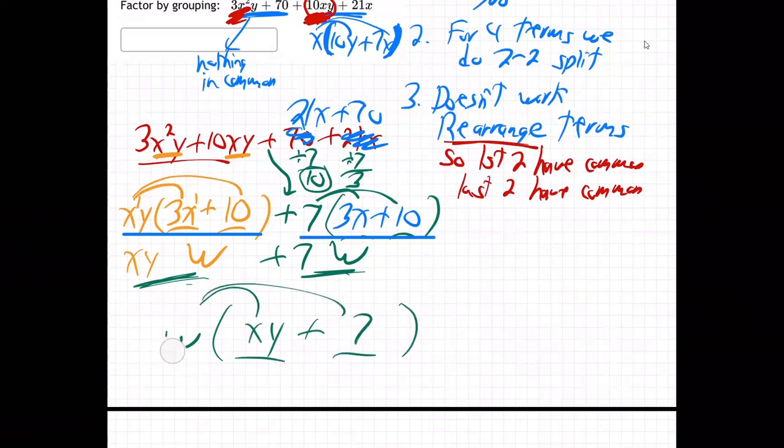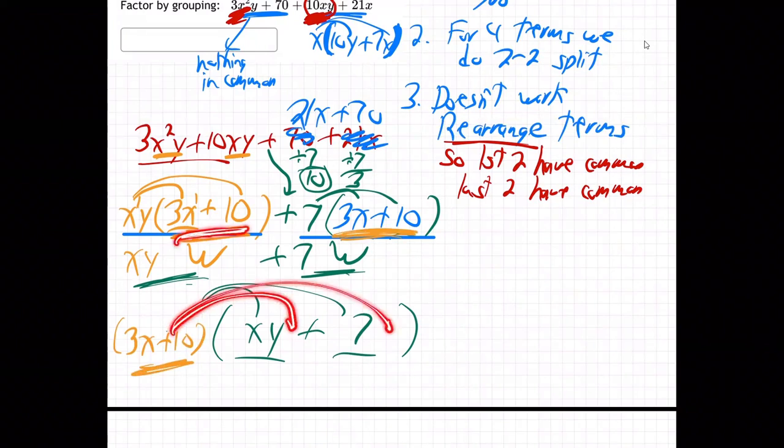But instead of W, it's a what? A parenthesis 3x plus 10, right? That's what they have in common, parenthesis 3x plus 10. So the parenthesis 3x plus 10 can go boom next to XY and boom next to 7. Just like that. And so we're done. See, all the pluses are contained now, and we're done.